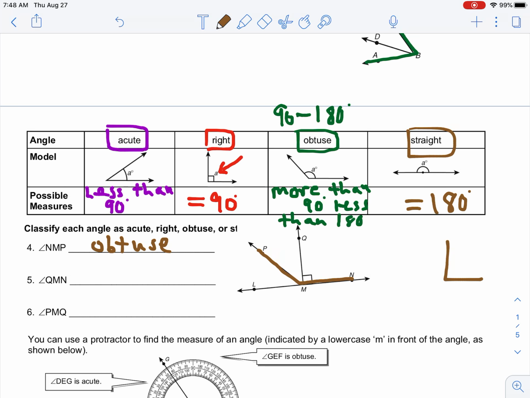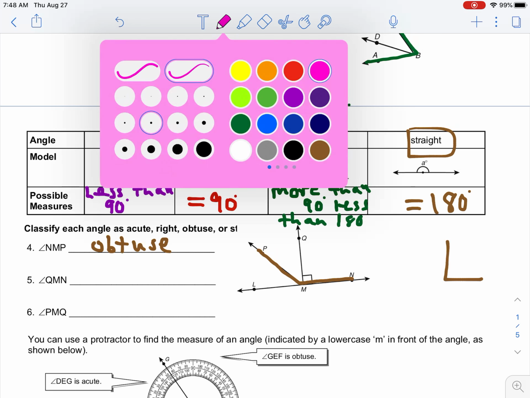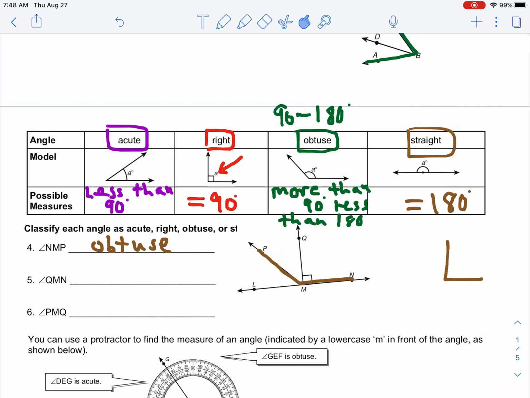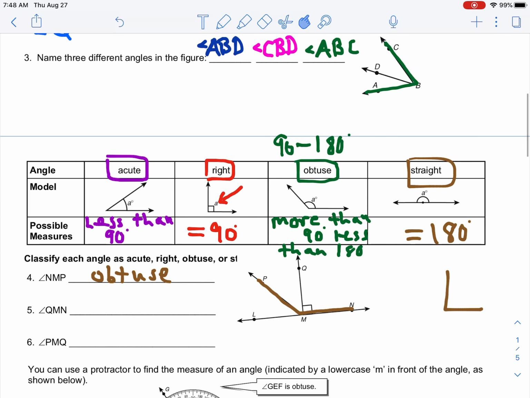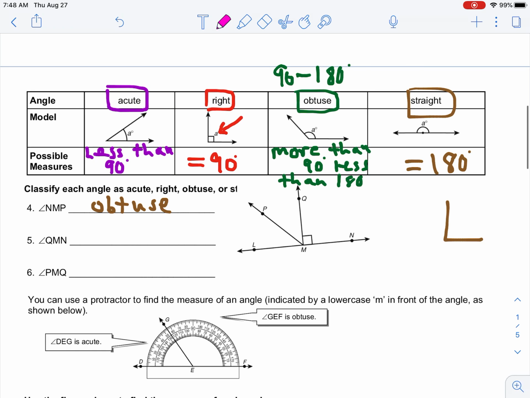Again, we're going to use this L to check what it is. Second one says QMN. Again, I always like to trace it. It helps me see it. Let's start at Q, go to M, and then go to N. Notice we traced a perfect L, so we're going to call that a right angle. It equals 90 degrees.